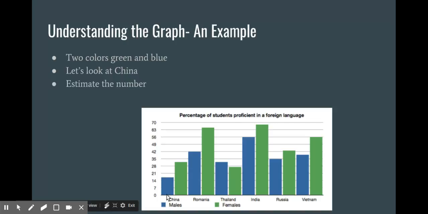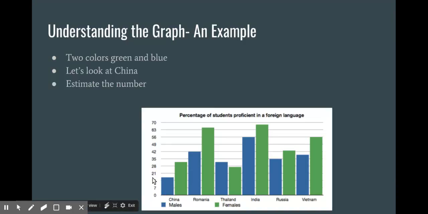And so what I'm going to do is I'm just going to put my finger, or the mouse in this case, at the very bottom. So at 0, right at the bottom of males, of Chinese males. So I'm at 0. And I'm going to go all the way up until the bar stops, to the end of the blue. And then I'm going to take my finger, or the mouse in this case, and I'm going to go to the left towards the numbers.